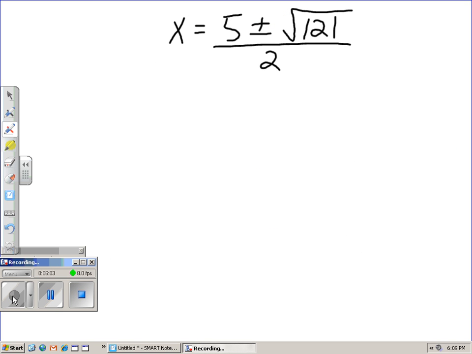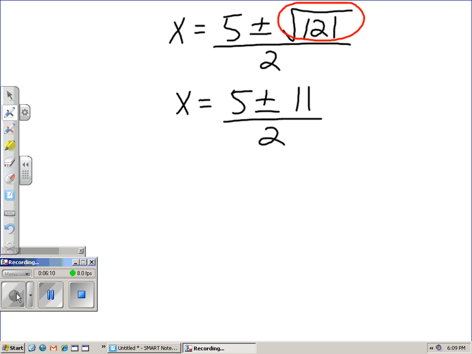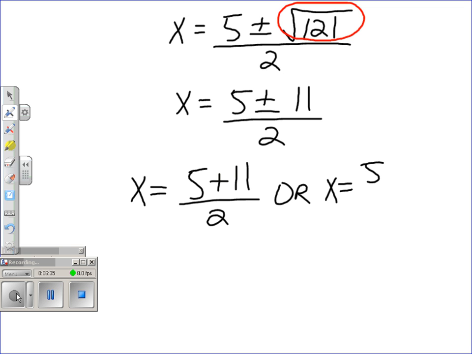All right, for step 2, my next step, I am going to simplify that square root as best I can. Now in this case, for this first example, they gave you a nice easy one because square root of 121 is a perfect square. Its square root is the number 11. So I simplify square root of 121 to 11, and my final step is to split into 2 situations. So I have 5 plus 11 over 2, or this is how I get my 2 answers. X equals 5 minus 11 over 2.